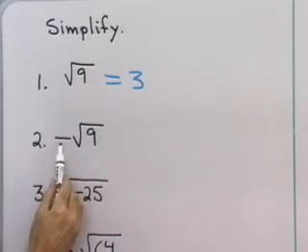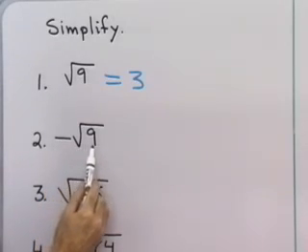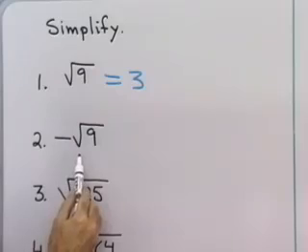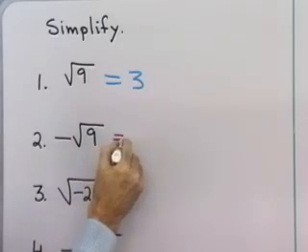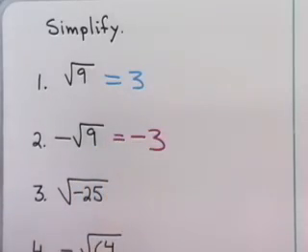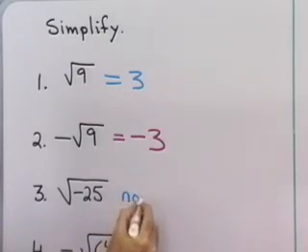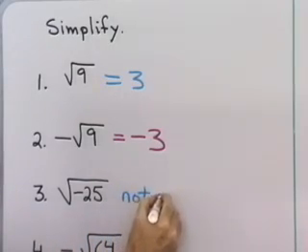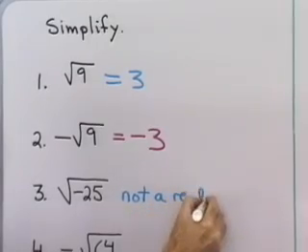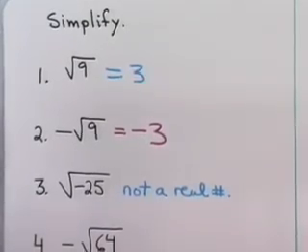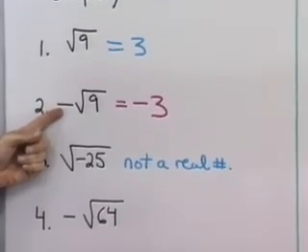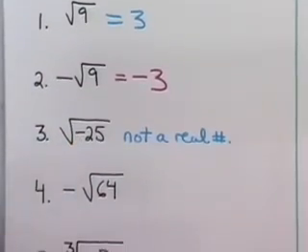Our second problem right here, negative square root 9, this stands for the negative number we square to get 9. And so that is negative 3. This problem we would read as the square root of negative 25. That would be the number that we would square to get negative 25. No such number exists. So I'm going to say not a real number. So I can have a negative sign out in front of the square root, but I can't have a negative sign under the square root.